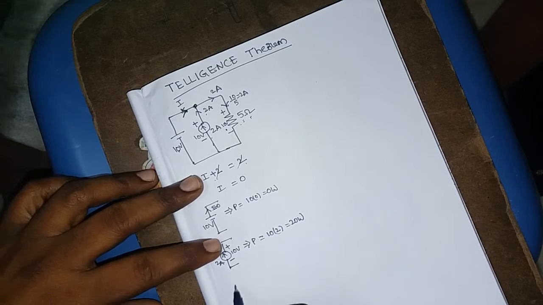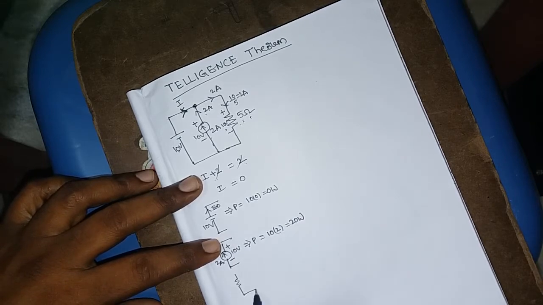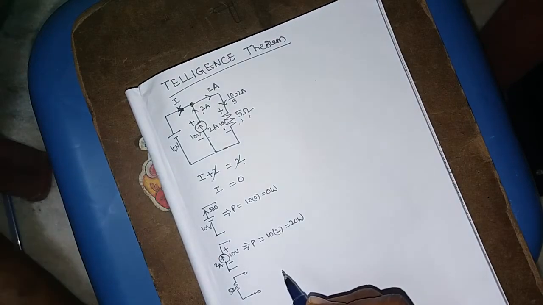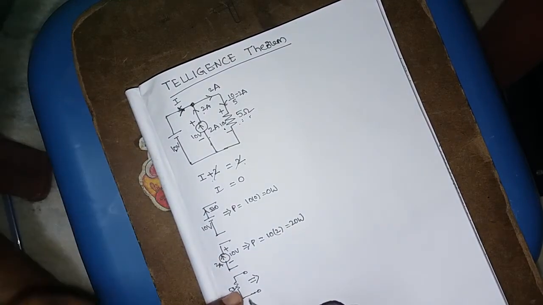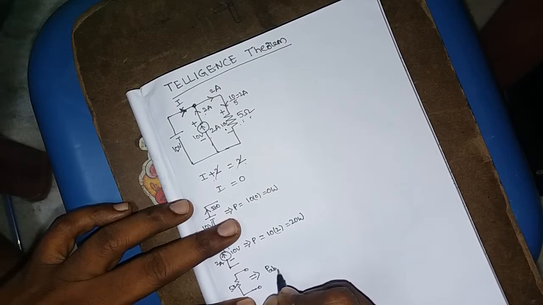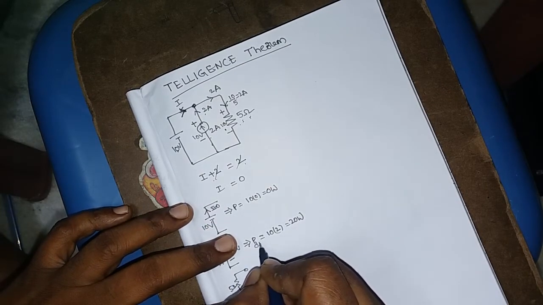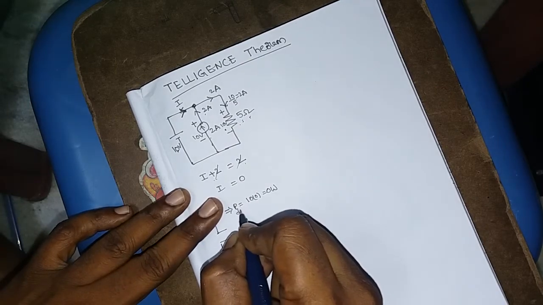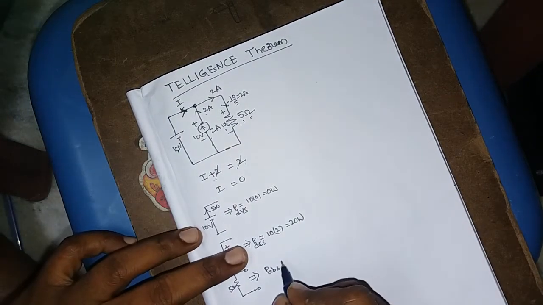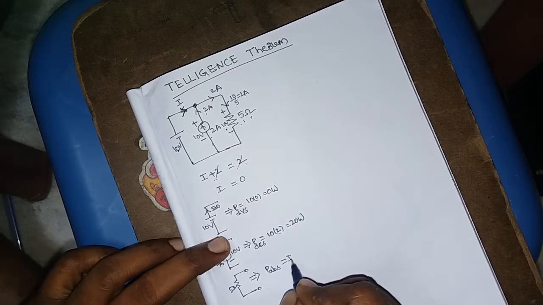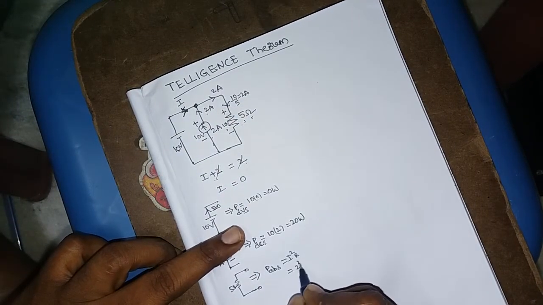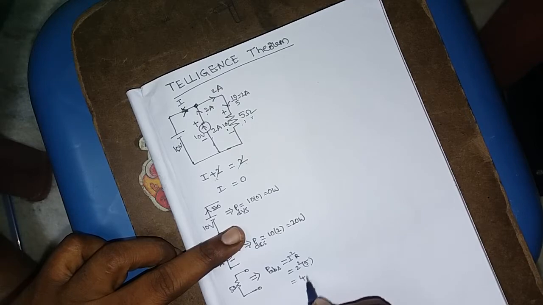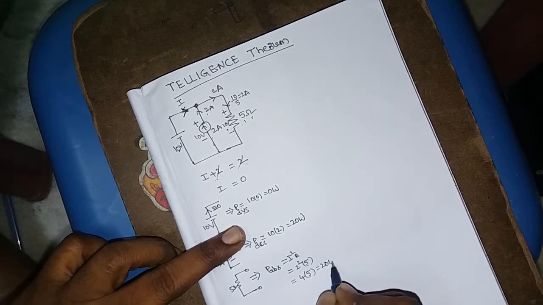Similarly, the resistor is there, 5 ohms. Now how much power? Here the resistor cannot deliver power, it can only absorb power. So power absorbed is equal to I squared R. Here I is 2 amps, so this is 2 squared into 5, that is 4 into 5, 20 watts.